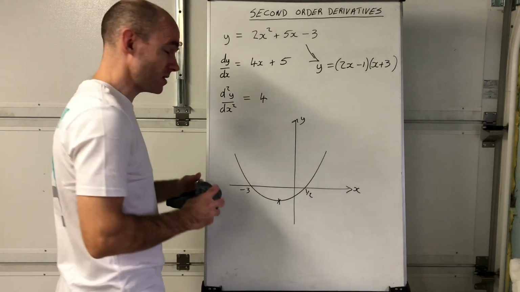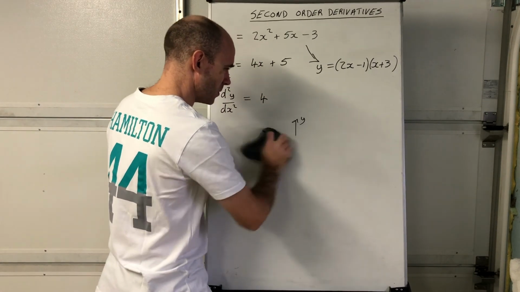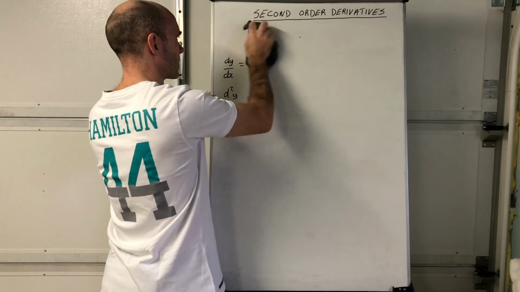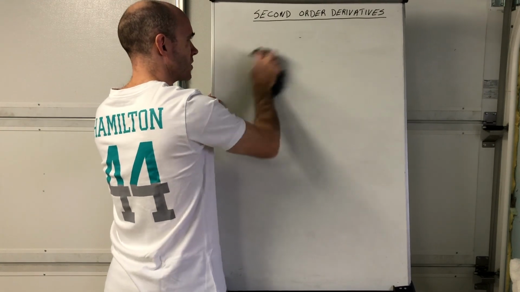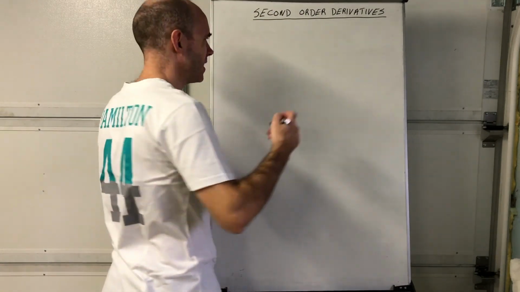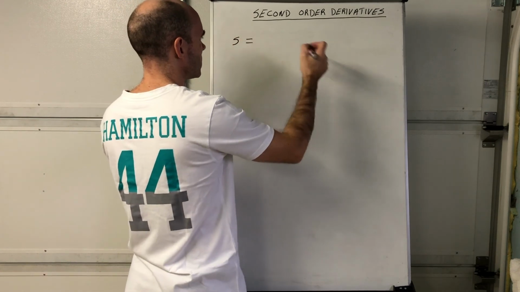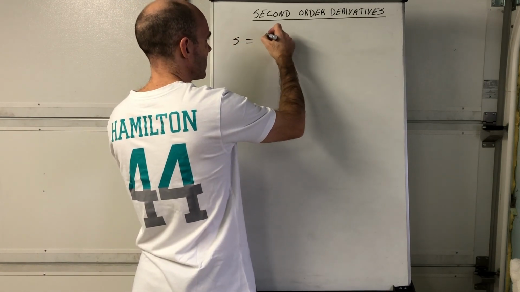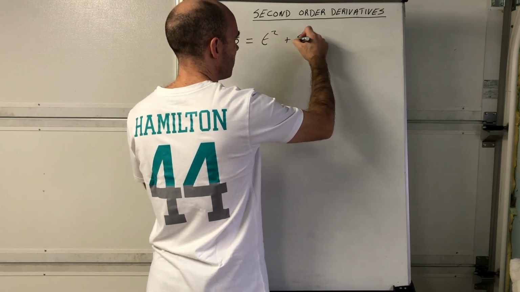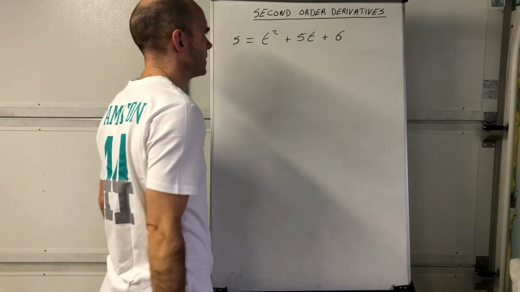I'll give you a second reason, okay? But before I do, I'll give you another example in finding a second order derivative. And in doing this example, I'm going to choose different letters. I'm not going to use x and y anymore. I'm going to use letters s and t. And there's a reason for that, okay? So let's write s is equal to, it doesn't have to be that complicated, t squared plus, I don't know, 5t plus 6, okay, that will do.